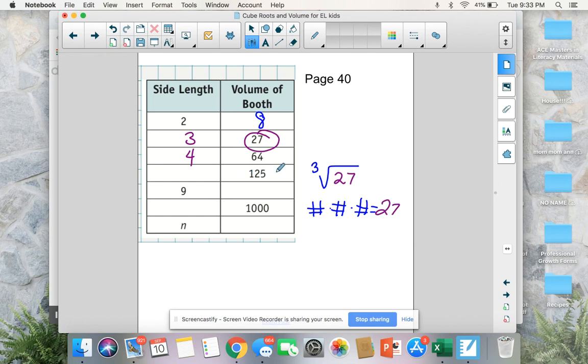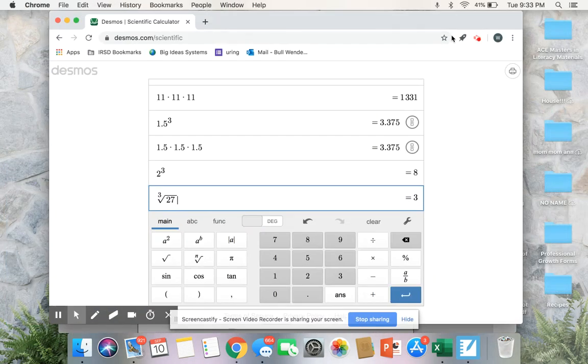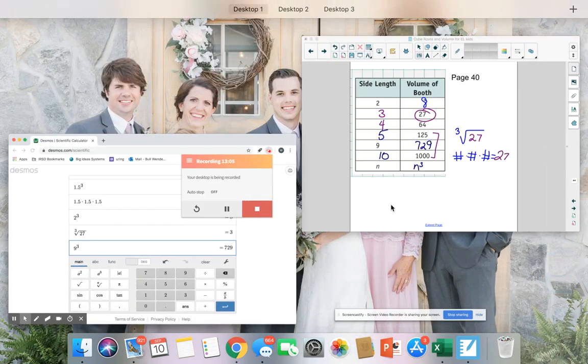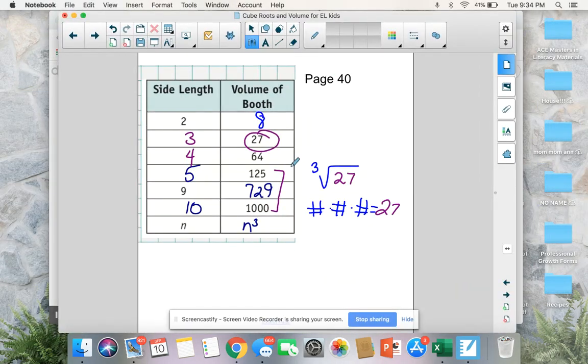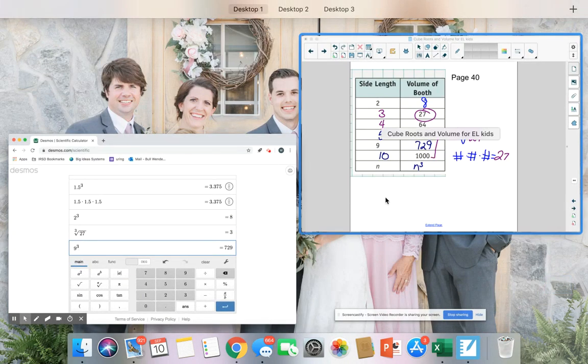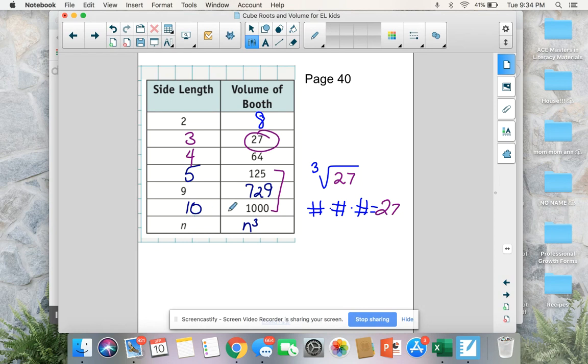I want you to do these 3 on your own, and then I want you to push play. So pause right now. I want you to push play and check. All right, so now these should be your answers right here. You could use the calculator to do them. I put these into the calculator. For here, 10, I recognize that there's 1, 2, 3 zeros, so I knew that my base was 10.